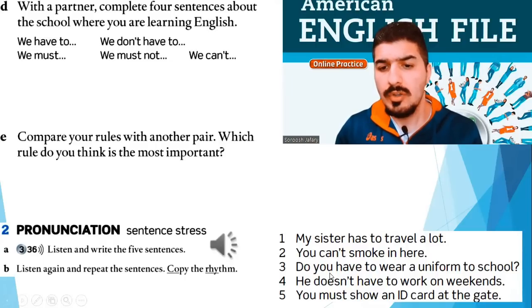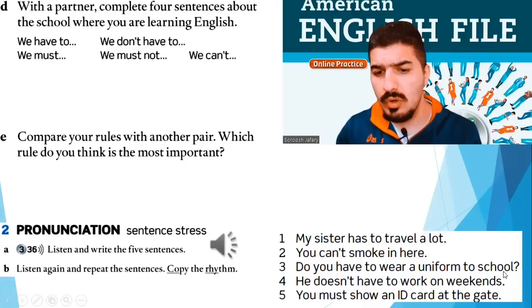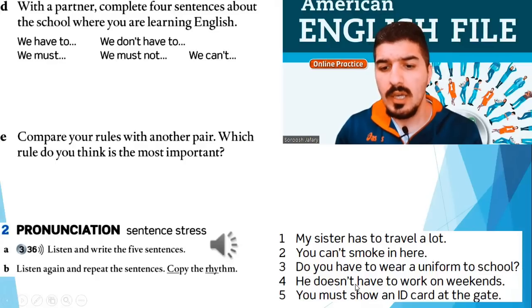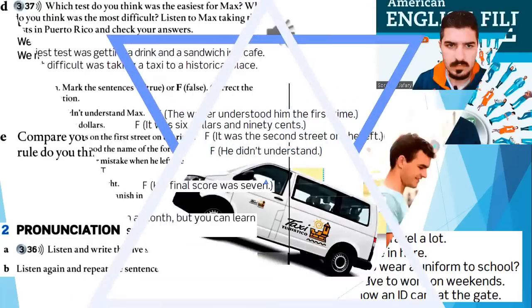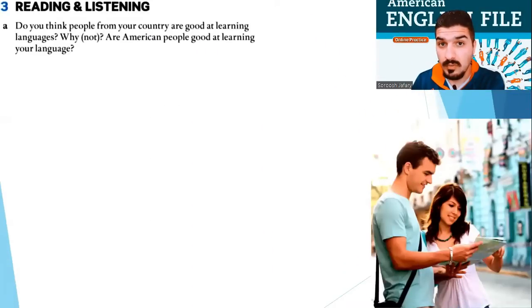Number 3, do you have to wear a uniform to school? Number 4, he doesn't have to work on weekends. And the last one, you must show an ID card at the gate. Well done. Good. You made it so far.